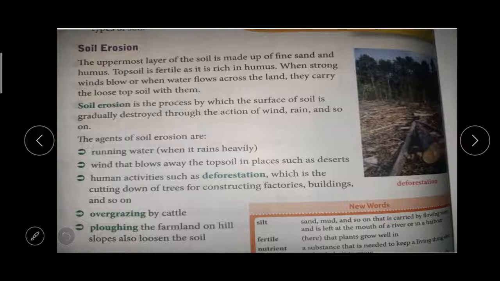Then ploughing the farmland on hill slopes. If they plough the land on the hill slope for farming, it will loosen the soil and lead to landslides.